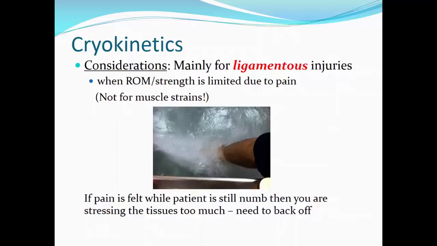Cryokinetics are most commonly used for ligamentous injury. The most common application of cryokinetics is seen with ankle sprains, most typically lateral ankle sprains. It is good to use cryokinetics when range of motion or strength is limited due to pain. Cryokinetics is not good for muscle strains, as active early exercise could damage the healing muscle.